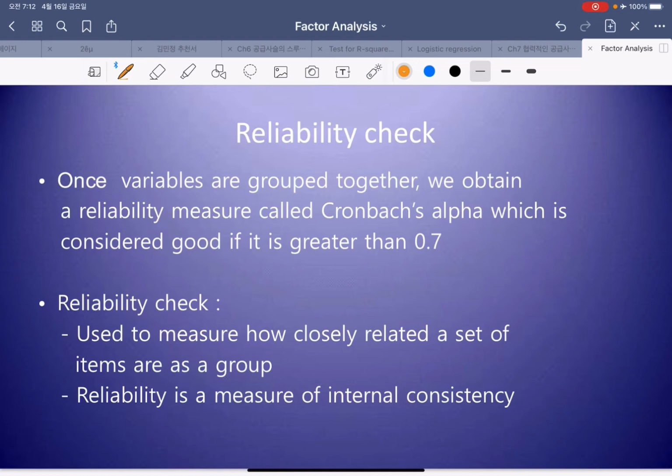And also the exploratory factor analysis is used to measure reliability, right? Reliability is a measure of internal consistency. Basically, you want to measure how closely related a set of items are as a group. So to check reliability, you use a measure called Cronbach's alpha, right? And if this one is greater than 0.7, you can say that your data are reliable, right?